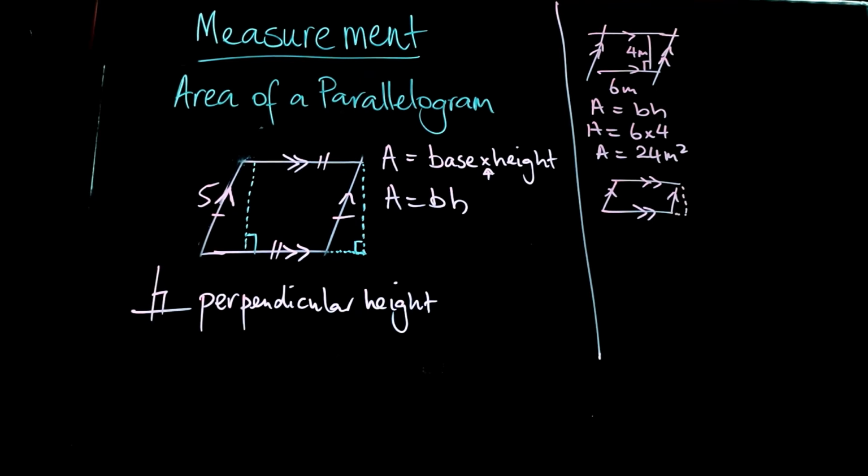line is outside of the shape, and this one might be 3 meters. This is a perpendicular height, and let's just keep this at 6 meters. Our calculations are the same, base times height, and we've got 6 times 3, and that is equal to 18 meters squared as our area. So that's the kind of work that we need to do. So I'm just going to clean the board and come back and show you 2 more things.